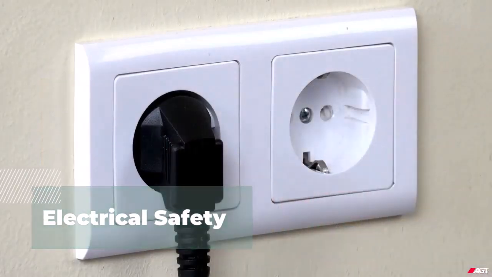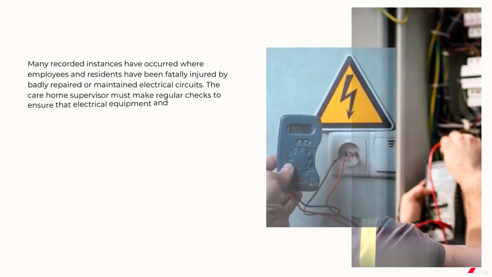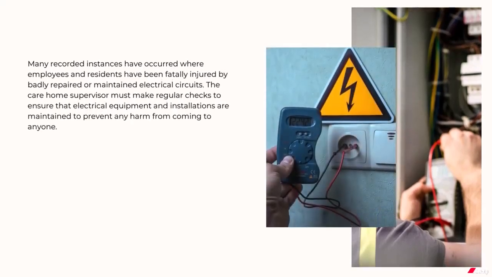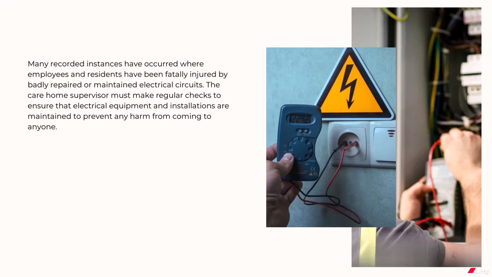Electrical safety. Many recorded instances have occurred where employees and residents have been fatally injured by badly repaired or maintained electrical circuits. The care home supervisor must make regular checks to ensure that electrical equipment and installations are maintained to prevent any harm from coming to anyone.